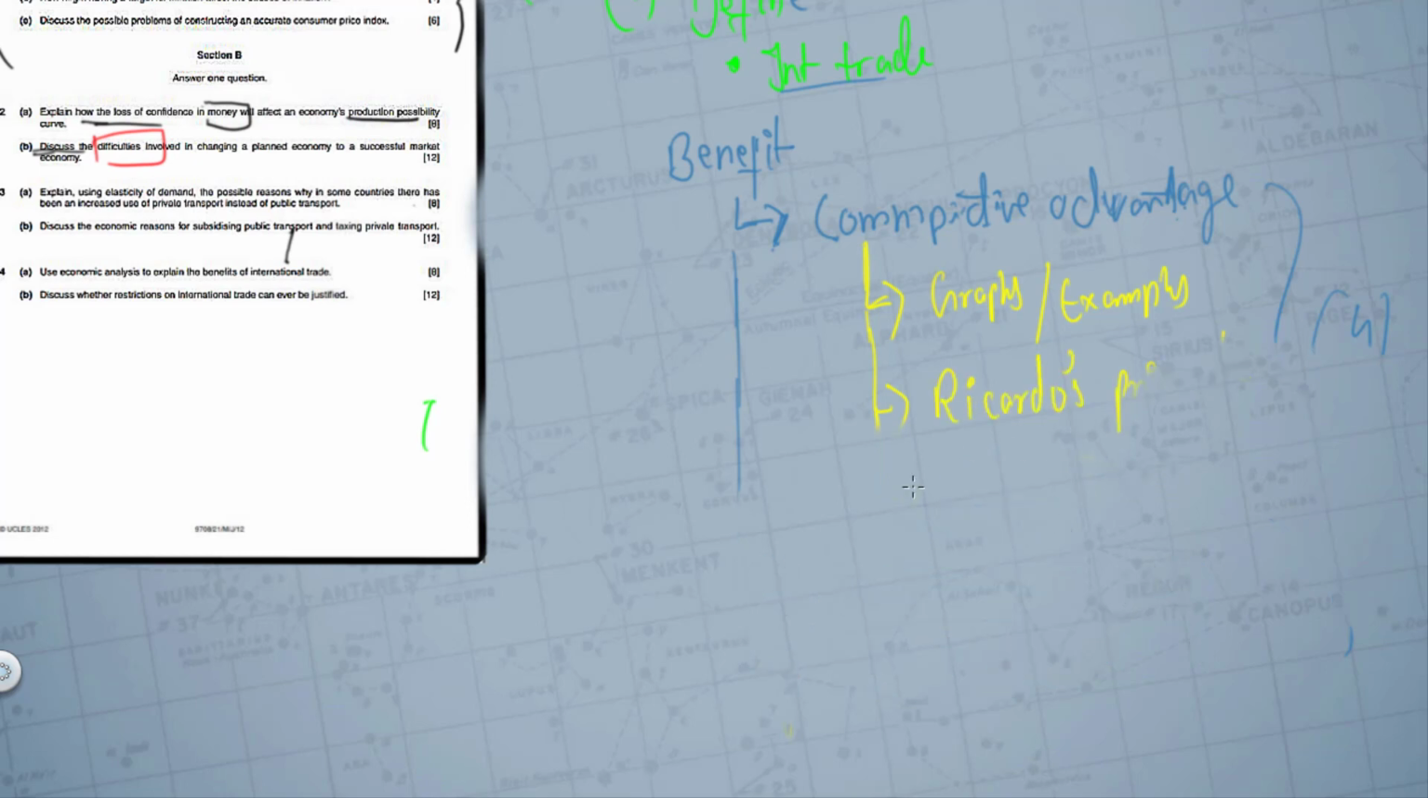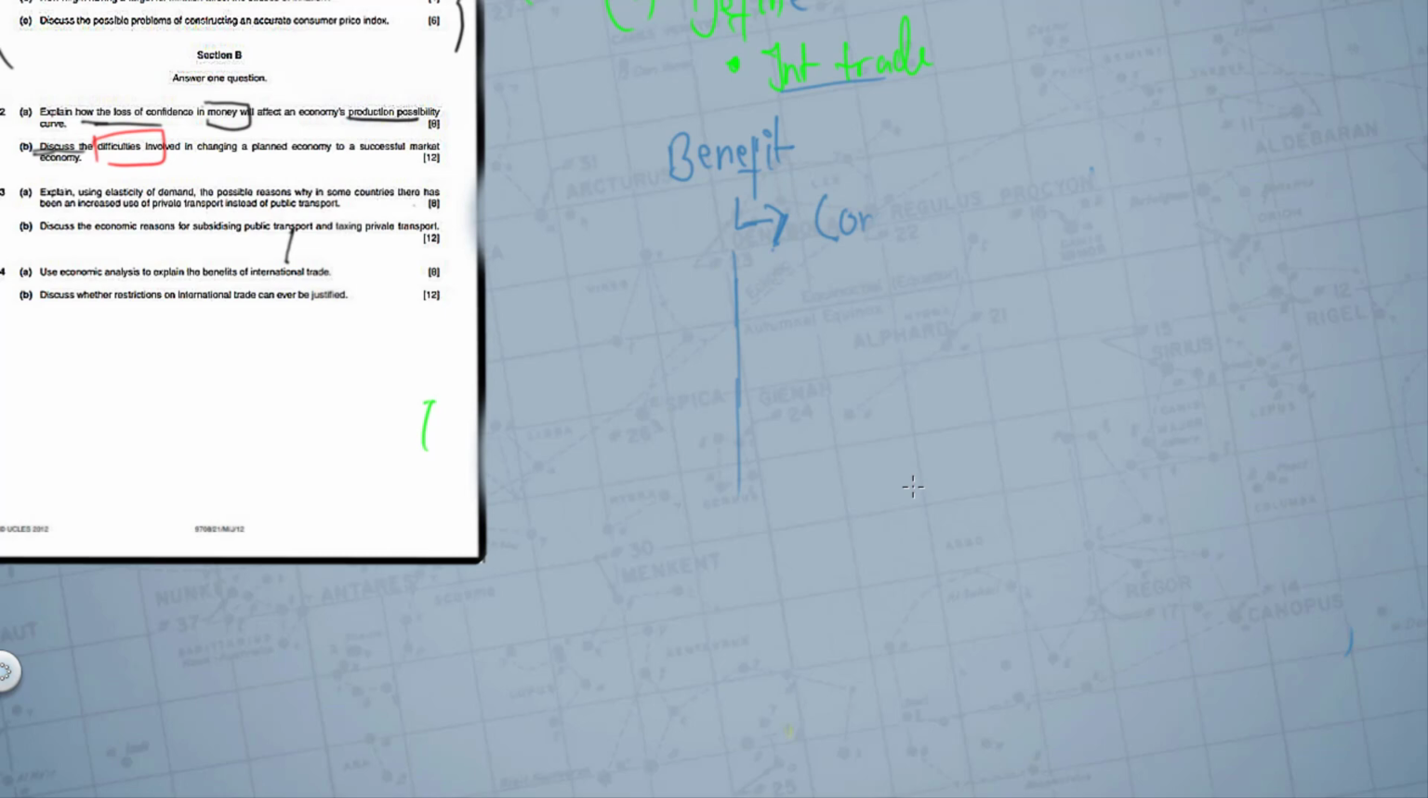Part B of question number 4. Discuss whether restrictions on international trade can be justified. Again, one of those questions which is extremely easy to answer. Restrictions on international trade can be justified. Basically the only definition you have over here is about protectionism.